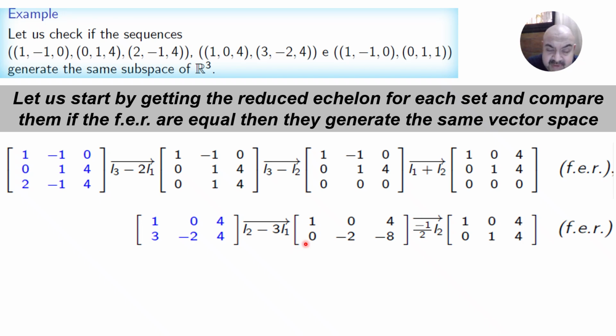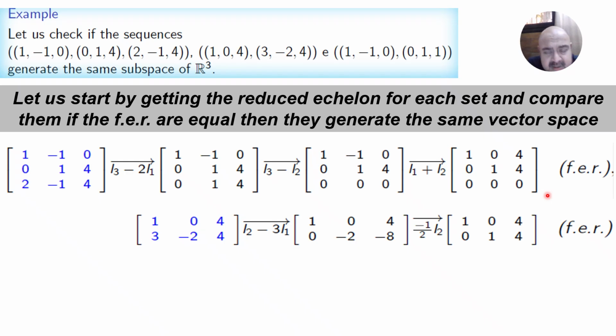Now, if I divide the second row by negative 2, we will end up having 0, 1, and 4, which is actually the same reduced echelon form, the same number of non-zero rows with the same numbers.